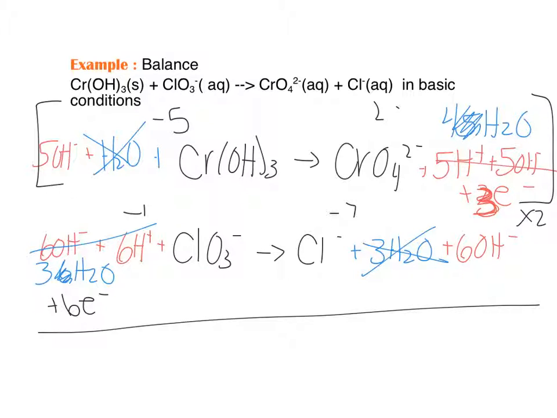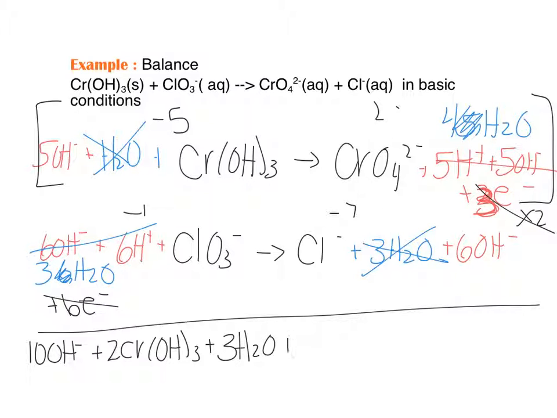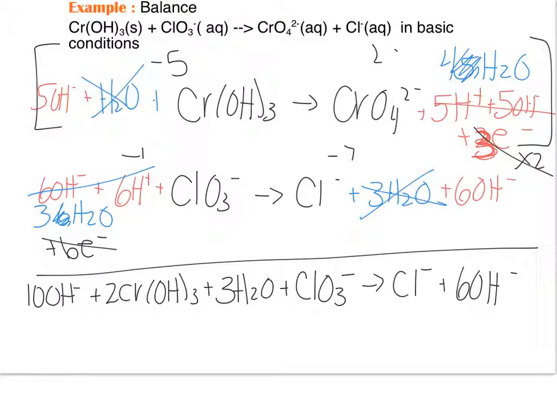I'm going to write everything out here except our electrons because we know that they're going to cancel. So I'm going to get 10 OH minus from the first reaction and 2 Cr(OH)3. And from our second reaction, we have 3 H2O and ClO3 minus, making Cl minus, 6 OH minus. And from our first reaction, 2 CrO4 2 minus, and 8 waters.